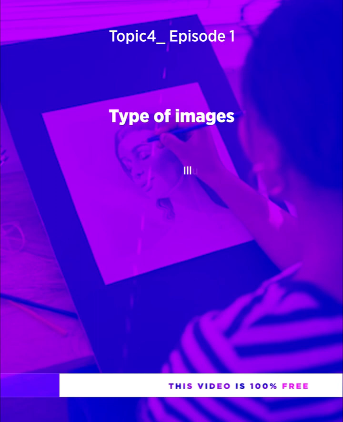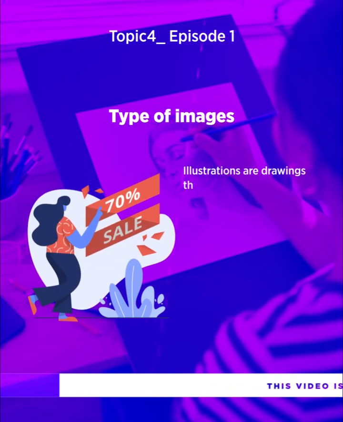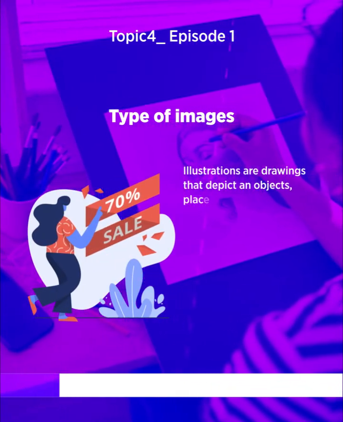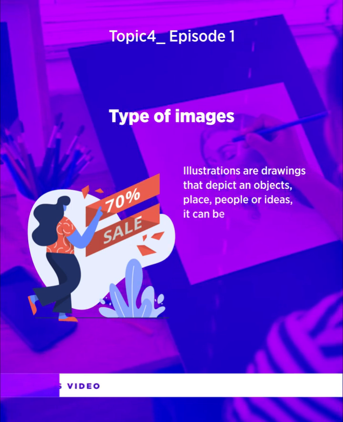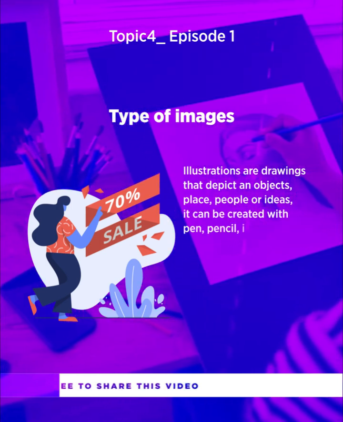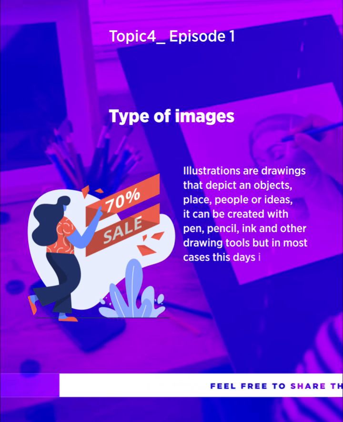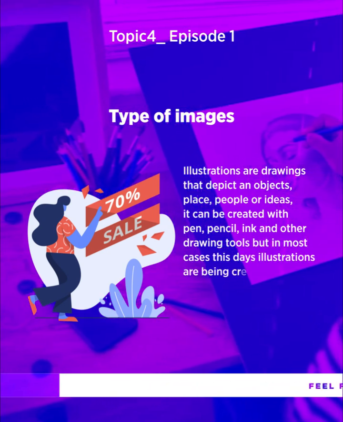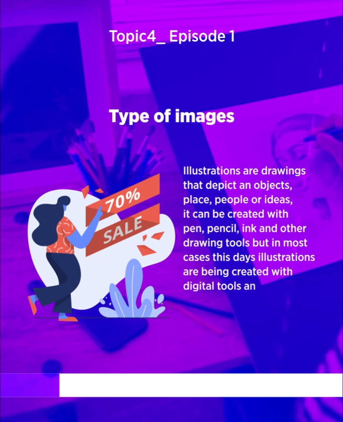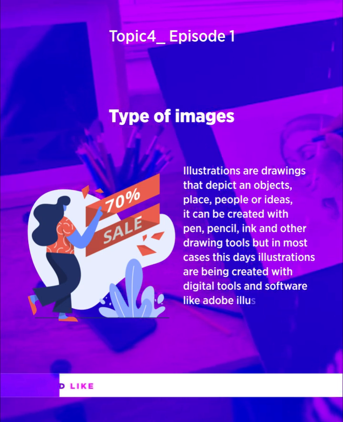Number 2 is illustrations. Illustrations are drawings that depict an object, place, people or ideas. They can be created with pen, pencil, ink, and other drawing tools, but in most cases these days, illustrations are created with digital tools and software like Adobe Illustrator, for example.